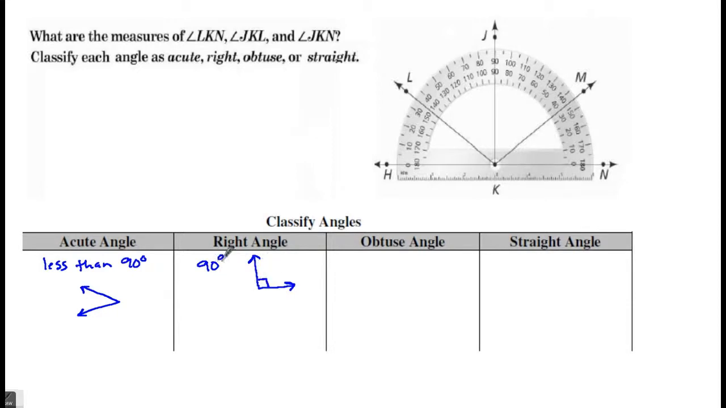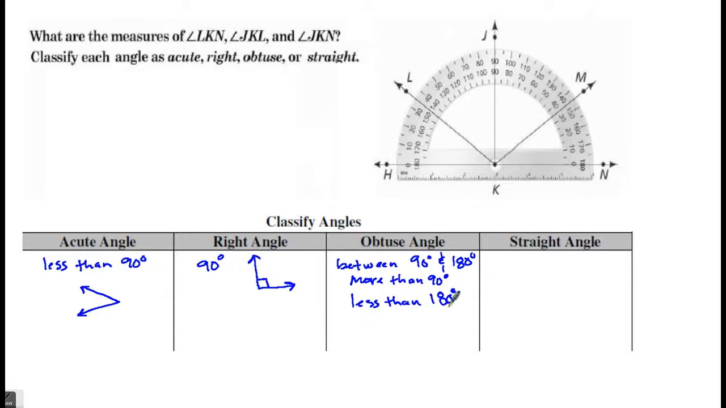Obtuse is between 90 and 180 degrees. So it's more than 90 and less than 180. Let me write that. It's more than 90 and less than 180. Just to make sure, 90.1 works, and 179.99 works. It has to just be less than 180 and more than 90.